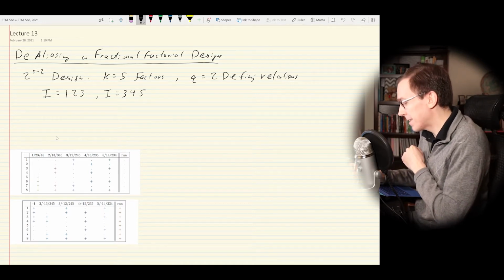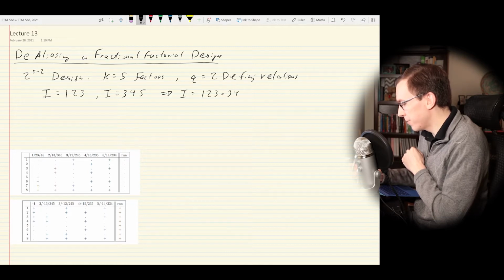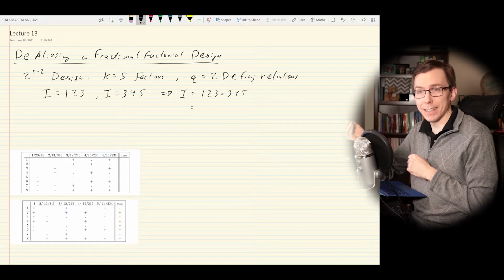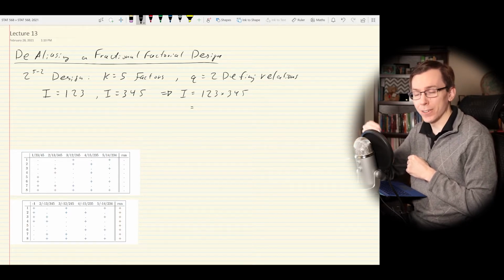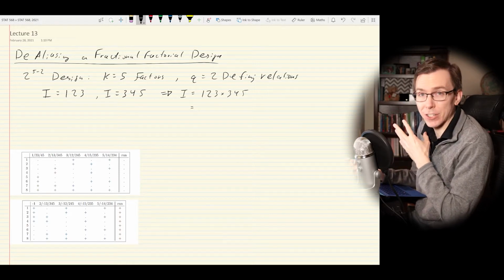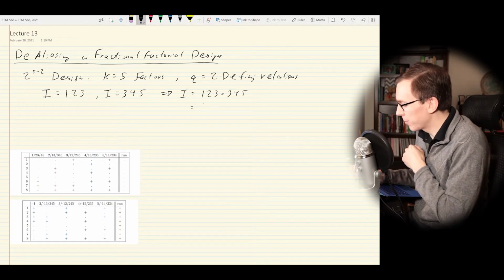And as we talked about last time, when you have two defining relations, there's going to be a third defining relation, which is going to be 123 times 345. And as we noted, all of the elements 1 through 5 are idempotent in this case. When we square them, we get the identity. That is, they are their own inverse. So when 3 gets multiplied by 3 here, it vanishes. It becomes the identity. And what we're left with is 1245.